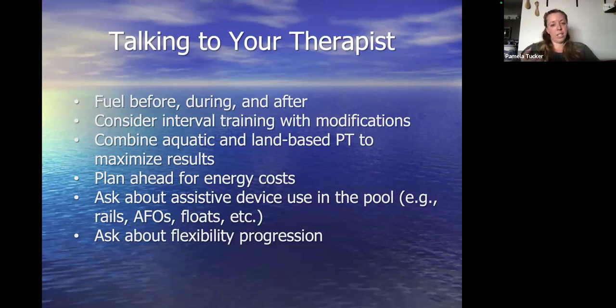As I mentioned, consider trying some interval training with modifications rather than steady state exercise, especially if your session is being stretched out for an hour, because that's a long time in the water, working at a higher rate than you usually perceive. I do strongly recommend you combine aquatic and land-based PT because as much as I wish we were, we aren't mermaids, and everything we do has to translate to the land. Plan ahead for your energy costs and ask about different assistive devices that you can use in the pool.